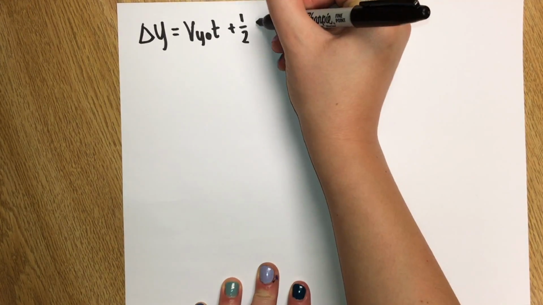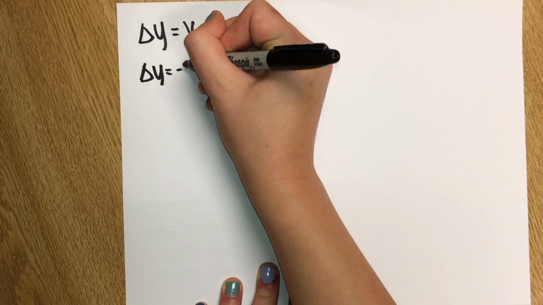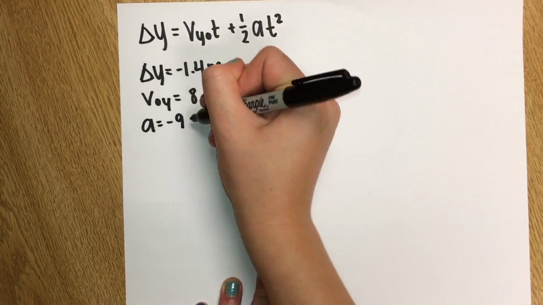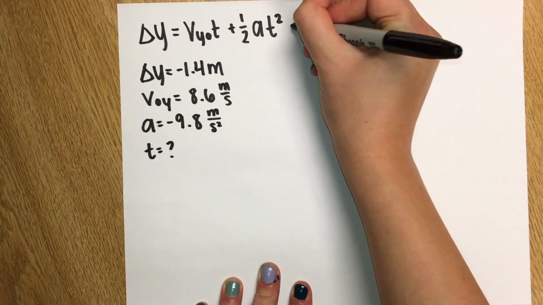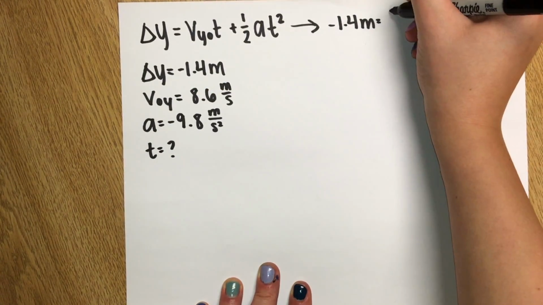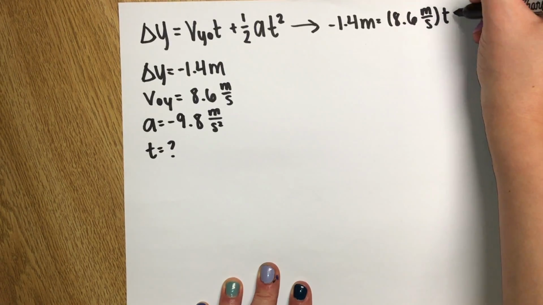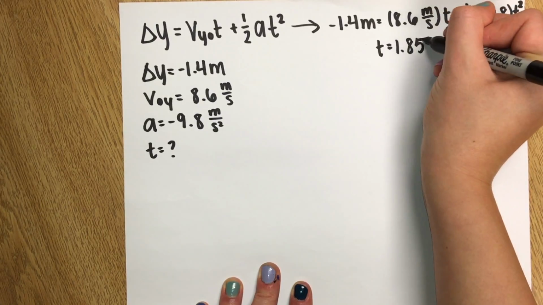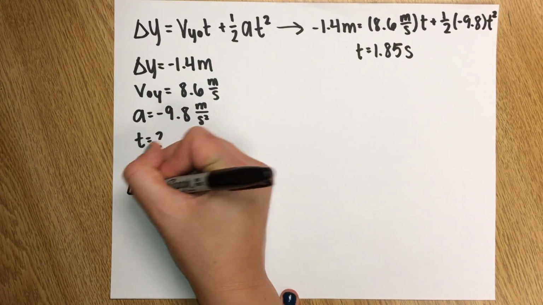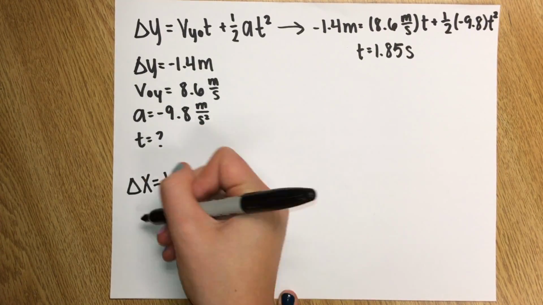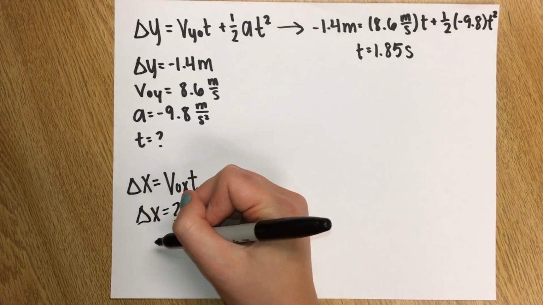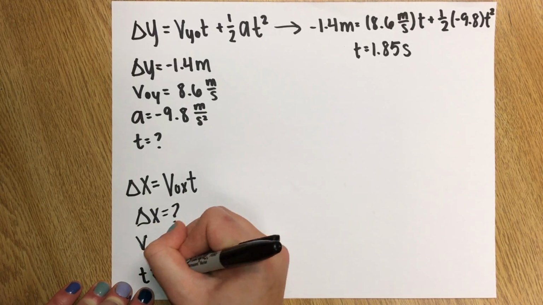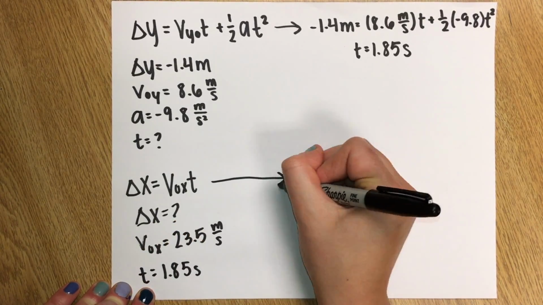This leaves only time as the unknown. We can solve for time by using this projectile motion equation in the y direction. We plug these numbers into our equation and use the quadratic formula to get t, which we find to be 1.85 seconds. Since we now have time, we can go back to our original equation in the horizontal direction. 1.85 seconds times 23.5 meters per second gives us 43.4 meters.